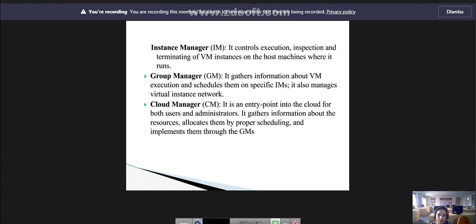The group manager is the second one. It gathers information about virtual machine execution and schedules them on a specific IAM. IAM means instance manager. It also manages the virtual instance network. The third one is the cloud manager, CM. It is the entry point into the cloud for both users and administrators. It gathers information about the resources, allocates them by proper scheduling, and implements them through the group managers. So, these are the three types.